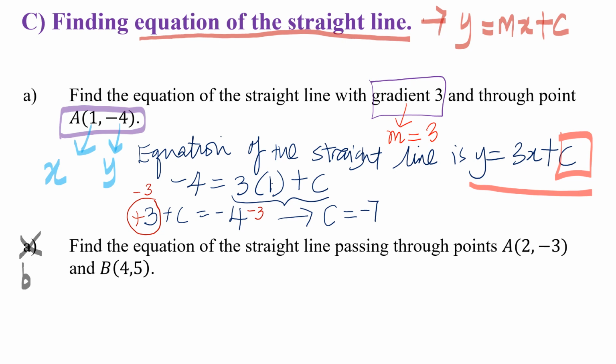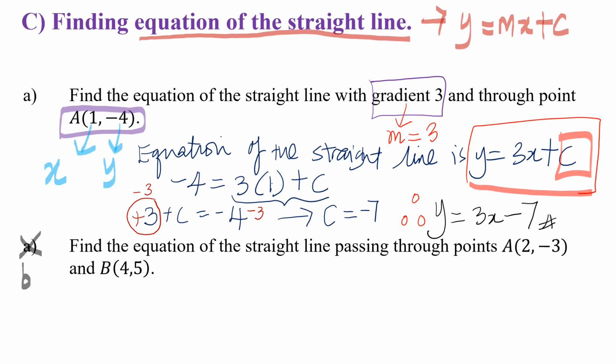Okay? But that's not the end yet, because the straight line equation is y equals to mx plus c. So after you have found your c, what do you do? You substitute into this equation. So you must have a therefore there. The therefore is very important. Therefore, the equation of the straight line is y equals to 3x. Your c is -7, so 3x minus 7. So that will be your final answer.